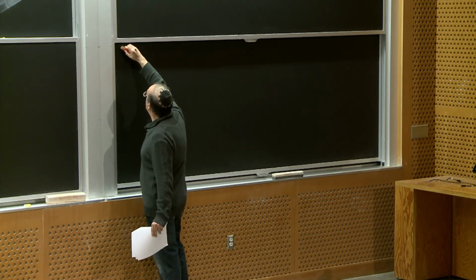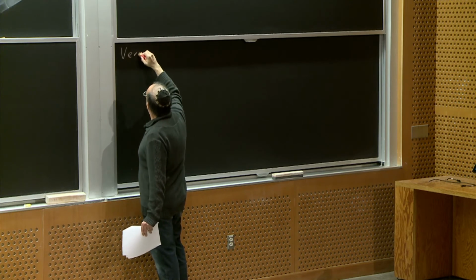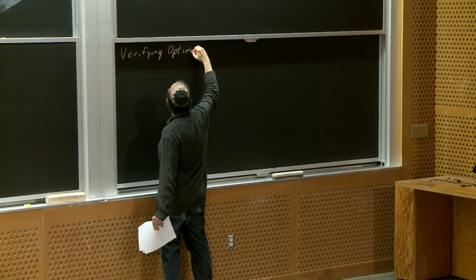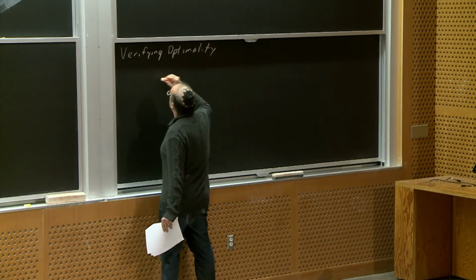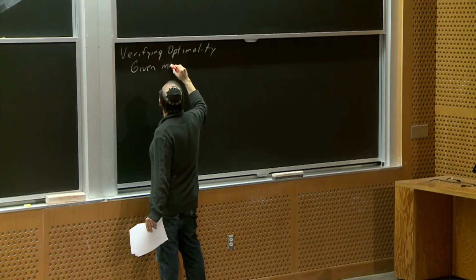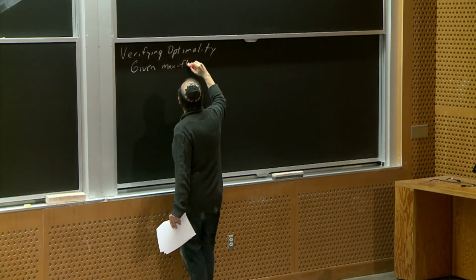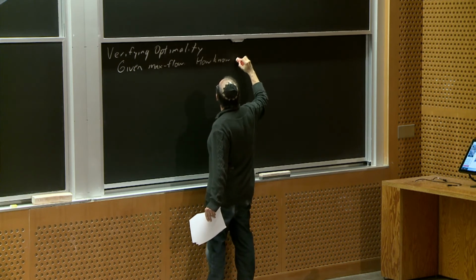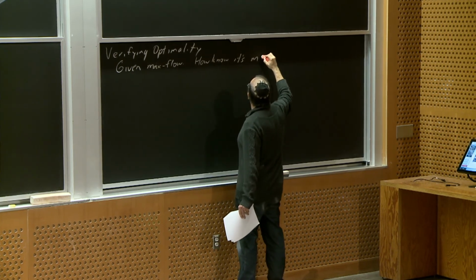So the next step in our path is to think about verifying optimality. So we are given a max flow. How do we know it's a min cost flow?